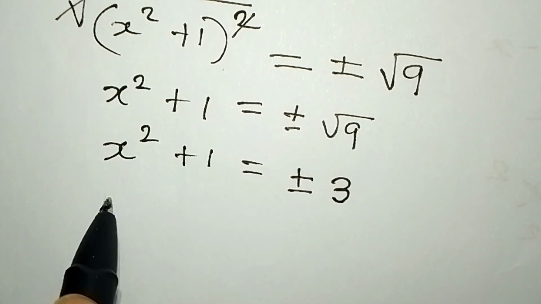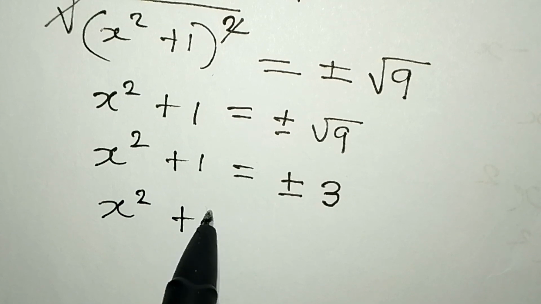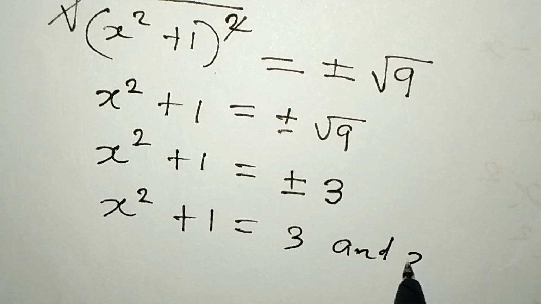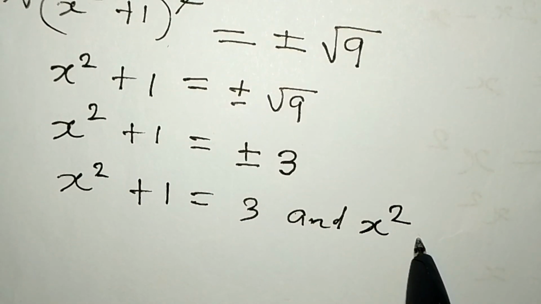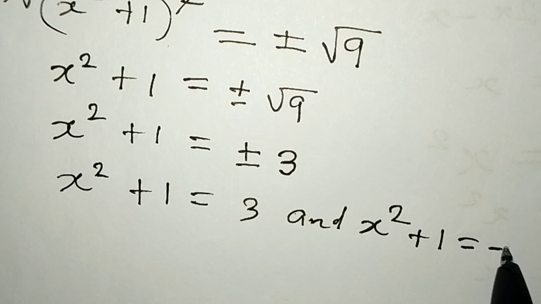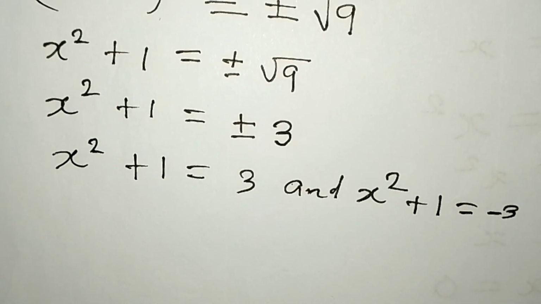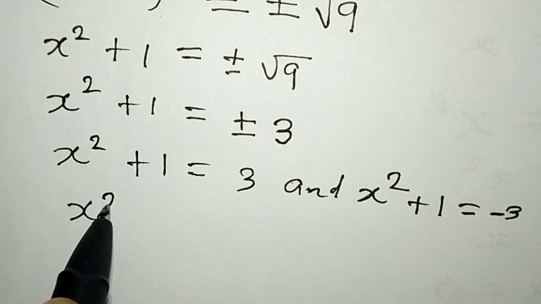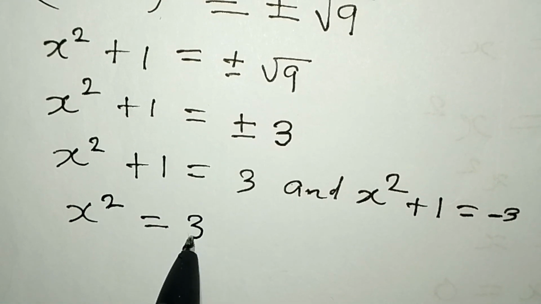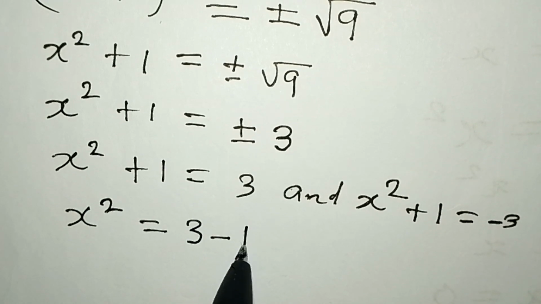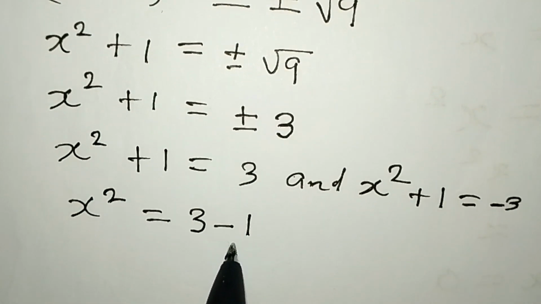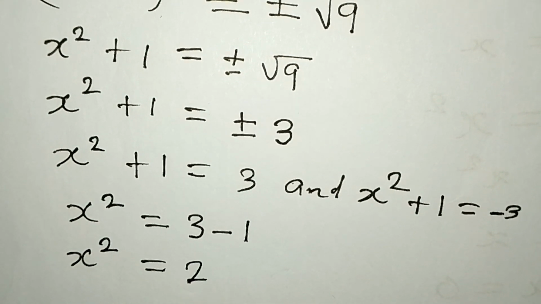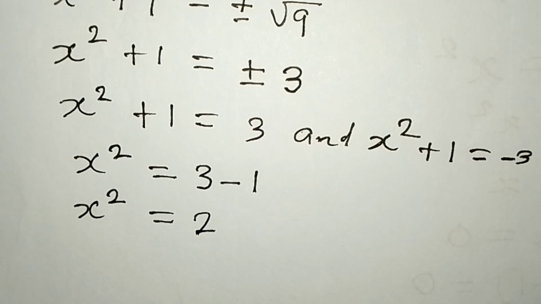Now the next thing is to write this in two places. Because of the plus or minus, the first will be plus, that is positive, and the second will be negative. So we're going to pick the positive, the first one first. Let's deal with that so that we have x² equal to 3 minus 1, because the 1 goes to the other side to become negative. X² is equal to 3 minus 1, and that is 2.